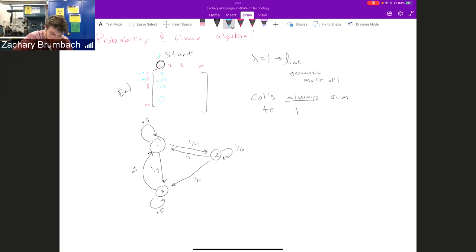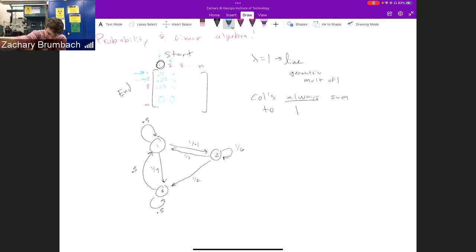For the second column, we're starting at 2 and going to 1. It is not starting at 2 and going to 2 in the first entry. It is starting at 2 and going to 1. That probability is 1/3, so I'm just going to write 1/3 there. The probability that it stays at 2 is 1/6, and the probability that it goes to 3 is 1/2. Those still all sum up to 1, so we know everything else is 0.